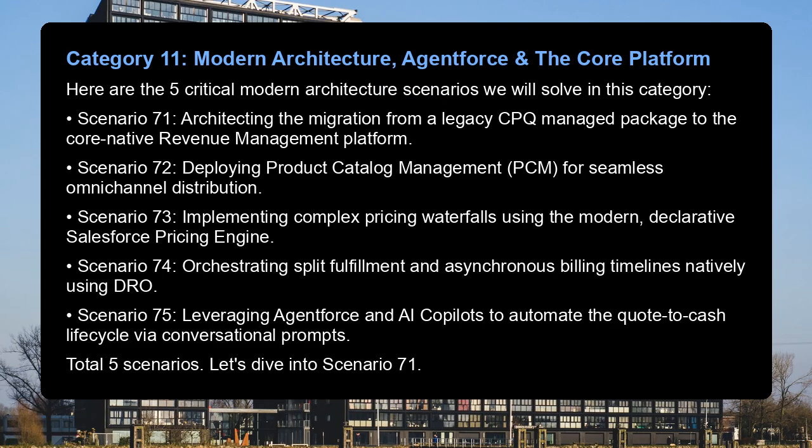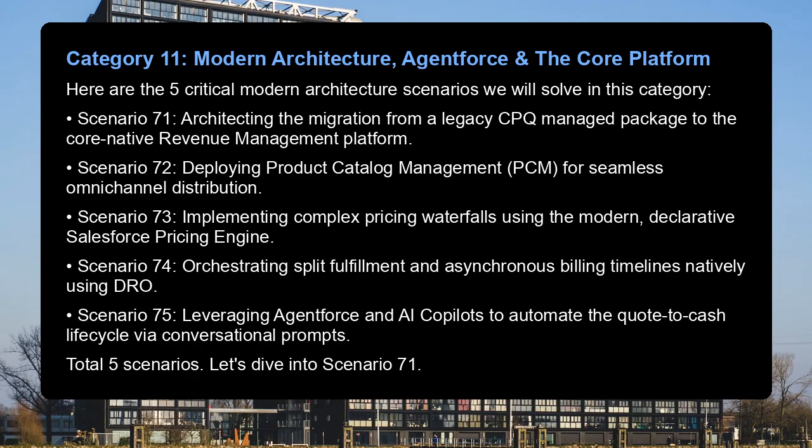Category 11. Modern Architecture, Agentforce, and the Core Platform. Here are the 5 critical modern architecture scenarios we will solve in this category. Scenario 71. Architecting the migration from a legacy CPQ managed package to the core native revenue management platform. Scenario 72. Deploying Product Catalog Management (PCM) for seamless omnichannel distribution. Scenario 73. Implementing complex pricing waterfalls using the modern, declarative Salesforce pricing engine.